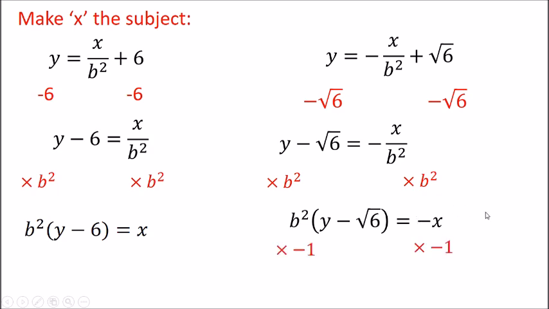Well, if I multiply both sides by negative 1, negative 1 times negative x, well, negative multiplied by negative gives me a positive. So that tells me that positive x is negative b squared lots of y minus root 6. So mathematically what we've done is multiply both sides by negative 1, but what it actually looks like is I've just swapped the signs around. Yeah, so that negative became a positive and this positive became a negative.